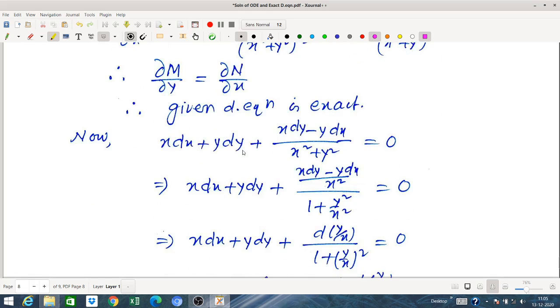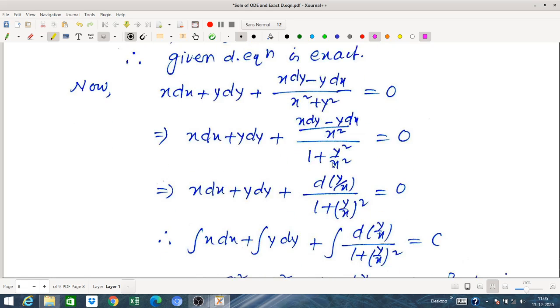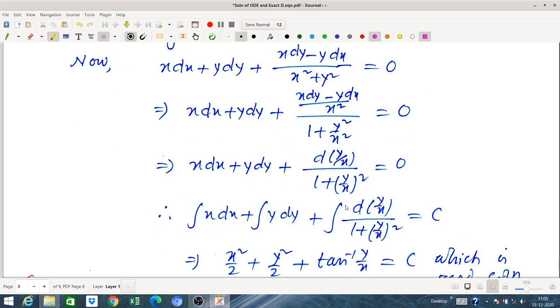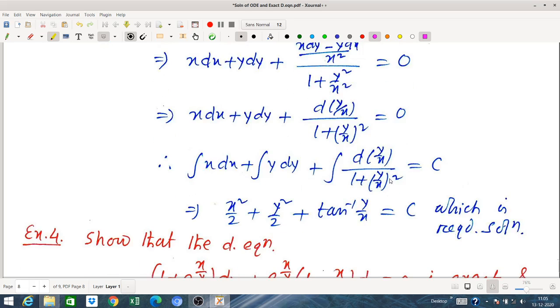Say x dx plus y dy, no problem, we can integrate it. Here only is a problem. So what we have done, we have divided numerator and denominator by x square. So this is (x dy minus y dx) by x square, which is d of y by x. Already we have seen this, and the denominator is 1 plus (y by x) square. Now we can integrate it because dt by 1 plus t square, like that.